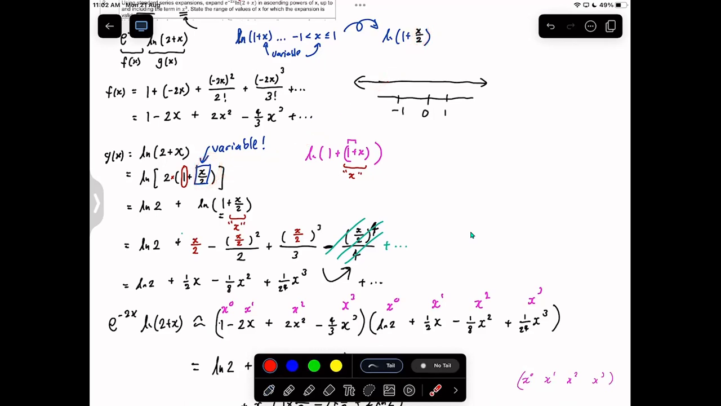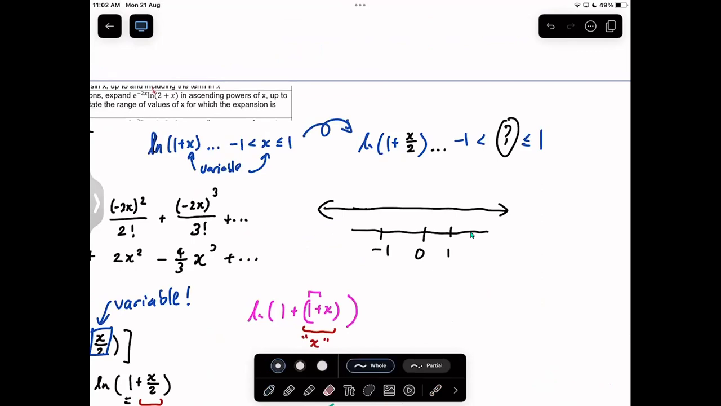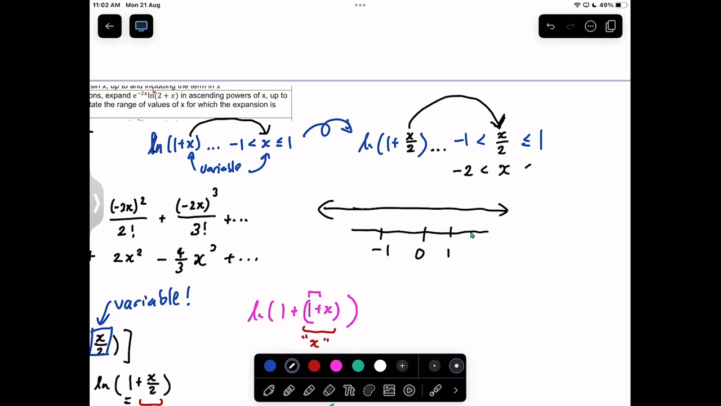Following? Yep. That means that our domain of validity will be -1 less than something less than or equal to 1. But what's in between? Is it x in this inequality? No, it should be x over 2. Very good. Then you multiply throughout by 2, you get -2 less than x less than or equal to 2.